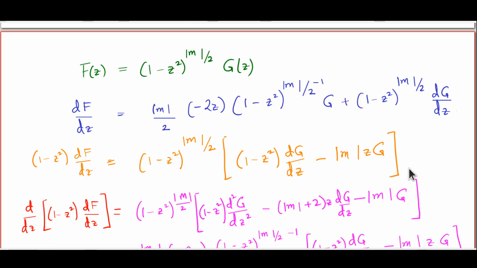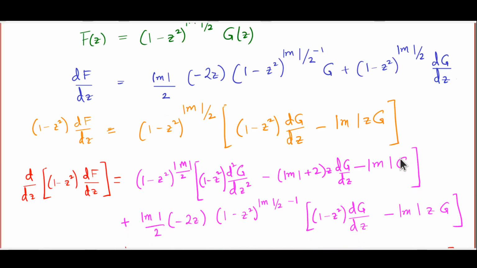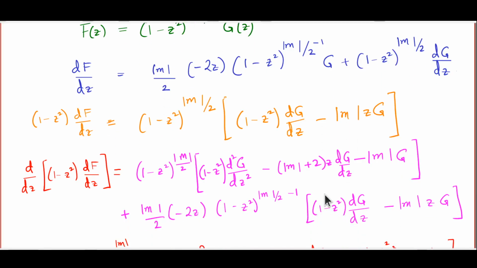The other piece, of course, is what you will get by differentiating 1 minus z squared to the power mod m by 2, leaving this intact. So that's what you have here. This factor stays the same, and this gets differentiated to give you mod m by 2 times minus 2z times 1 minus z squared to the power mod m by 2 minus 1. Now let us just combine both pieces together by taking 1 minus z squared to the power mod m by 2 common.